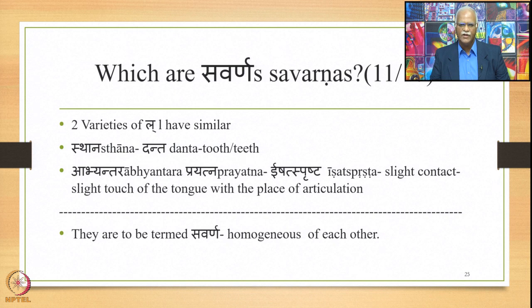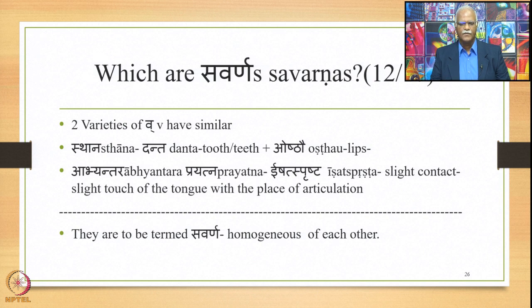Similarly, two varieties of l, they have similar sthana, danta, and similar abhyantara prayatna, namely ishatsprishta. So they are to be termed savarna or homogeneous of each other. There are two varieties of v as well. They are similar in terms of sthana, which is danta and oshtha, and abhyantara prayatna, namely ishatsprishta. So they are also to be termed as homogeneous of each other.